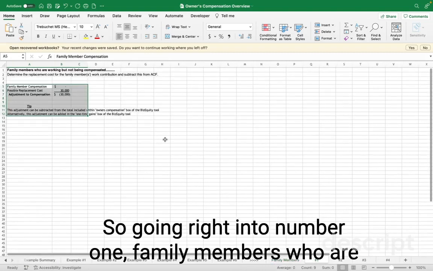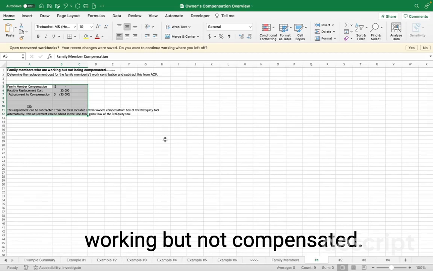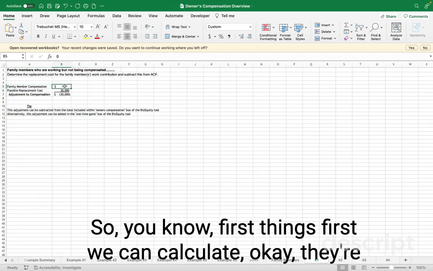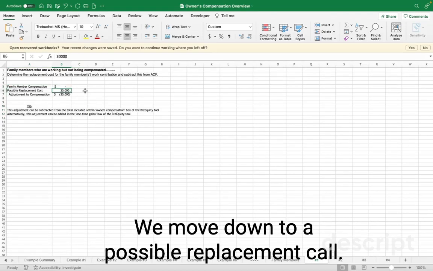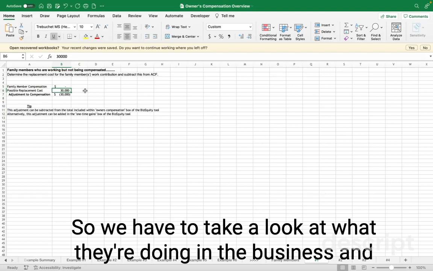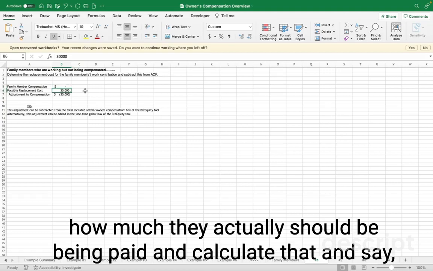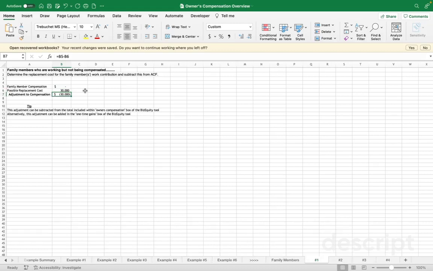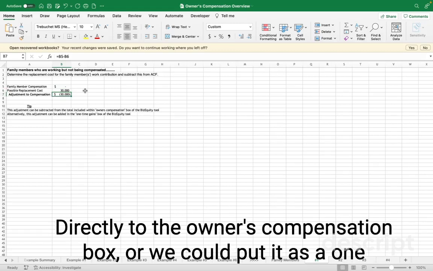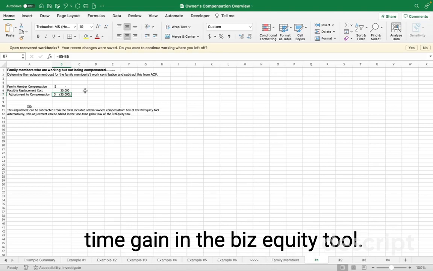So going right into number one, family members who are working but not compensated. So, first things first, we can calculate, okay, they're not getting paid anything. So that makes this box pretty easy. Move down to a possible replacement cost. So we have to take a look at what they're doing in the business and how much they actually should be getting paid and calculate that and say, okay, well, you have a shortfall here of $30,000. So we can make this adjustment directly to the owner's compensation box, or we could put it as a one-time gain in the BizEquity tool.